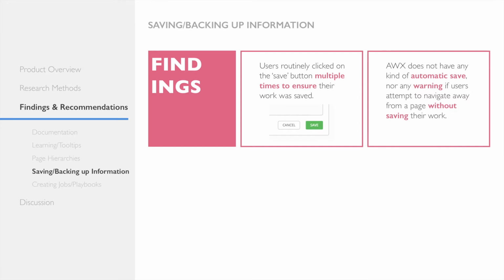Page hierarchy is not the only concern about saved work, however. Our usability tests showed that users routinely clicked on the Save button multiple times to ensure that their work was saved. Without exception, they were not confident that the button had worked on only one click. Our heuristic evaluation also found that AWX does not have any kind of automatic save feature, nor any warning if users attempt to navigate away from the page without saving their work.